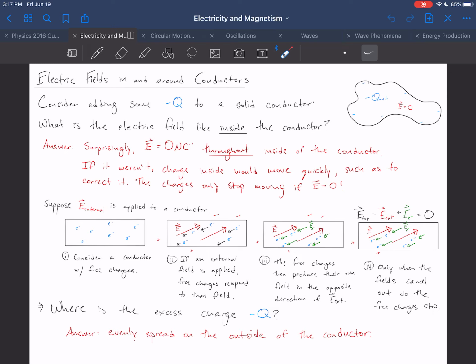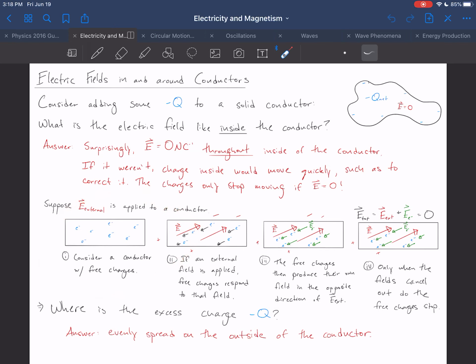So imagine there was some sort of electric field in here. The electrons will very quickly move such as to cancel it out completely, right? So other charges, not just the Q net here, not just the extra charge that you've added, will move around until the electric field inside the conductor, not outside, but inside the conductor, is zero. So let's flesh this out a little bit.